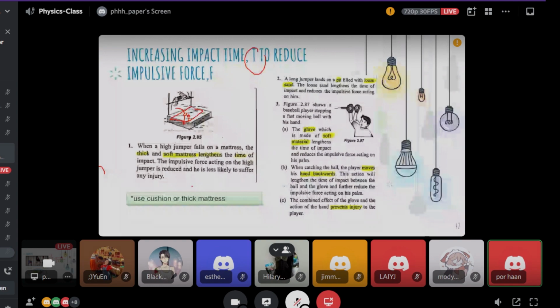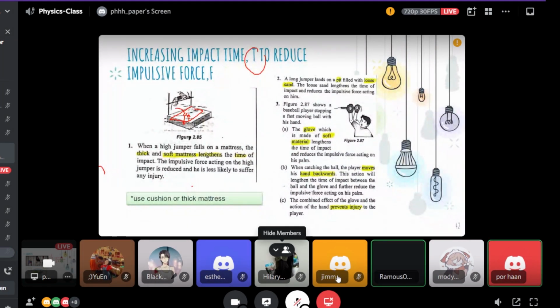Okay, and reduce the impulsive force. So this will reduce injuries. Okay, so next one is this one.